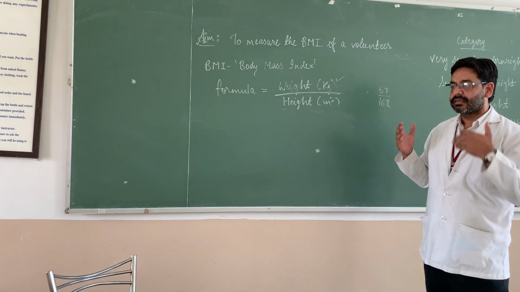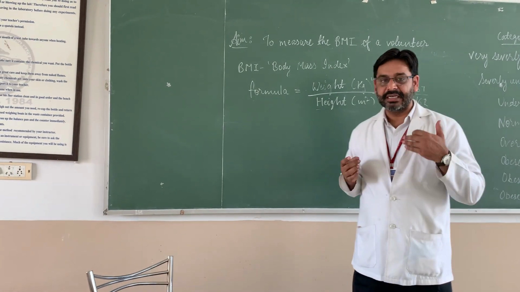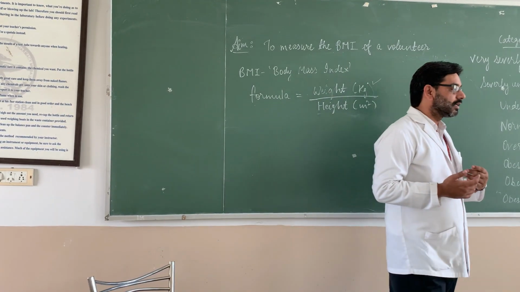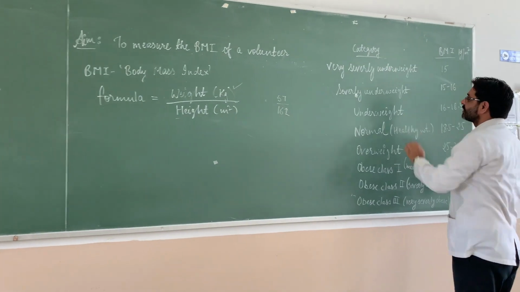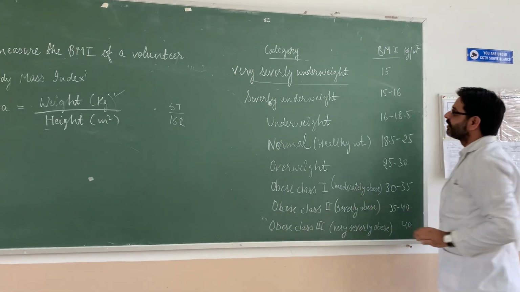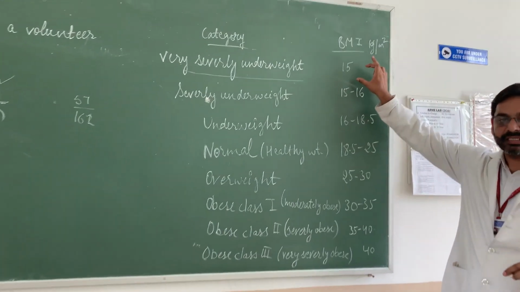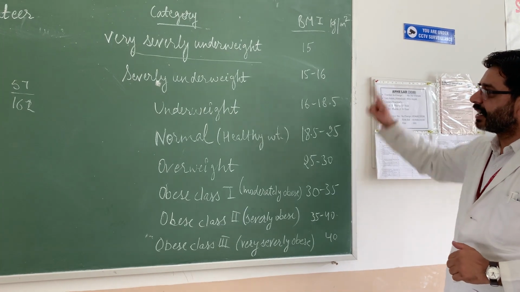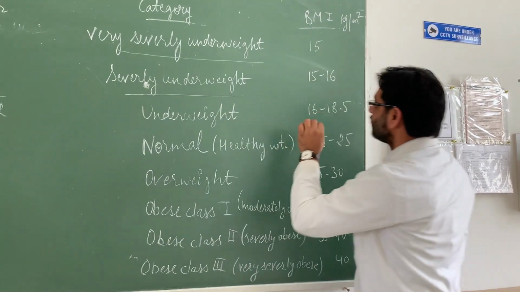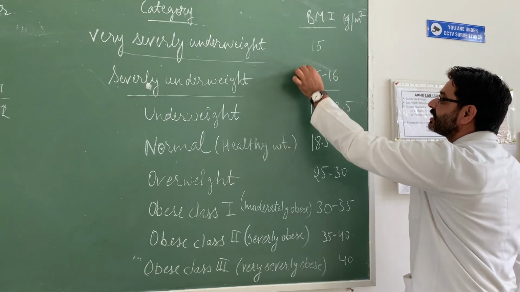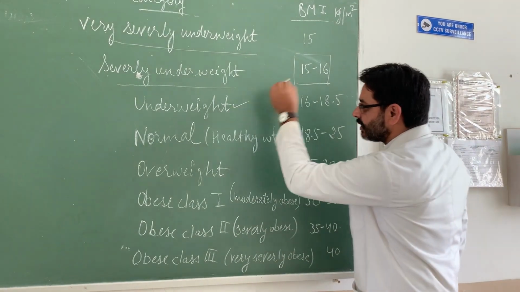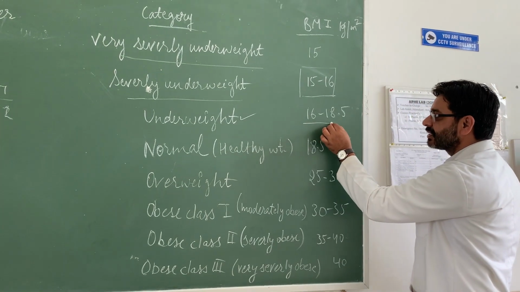After that, we will check whether the person whose BMI is calculated is underweight, normal, or obese. For that, we have some categories to measure BMI. One is very severe underweight: persons whose BMI is less than 15 kg/m². Another is severe underweight: persons whose BMI is 15 to 16 are put in this category. Another category is underweight, where the BMI is 16 to 18.5.